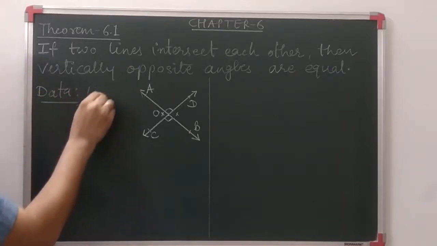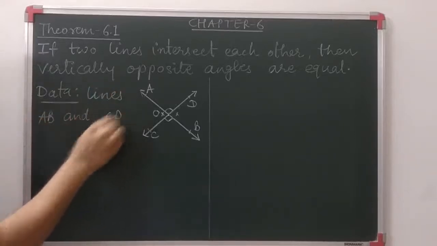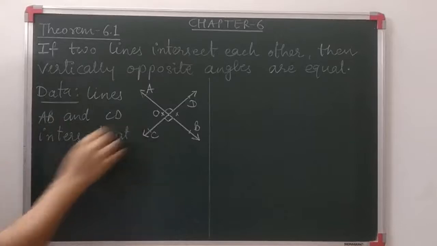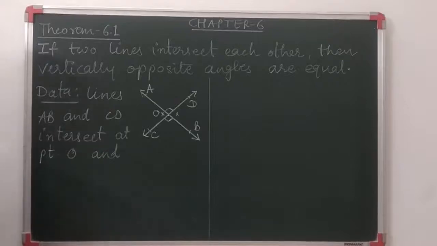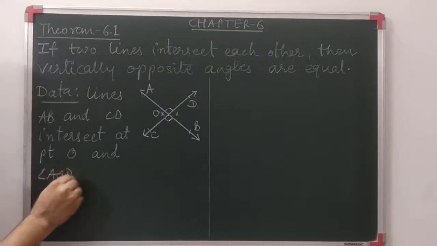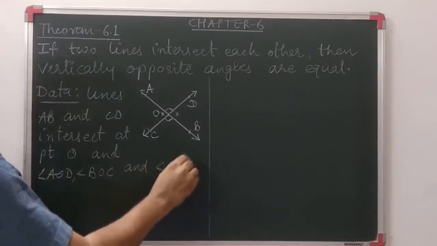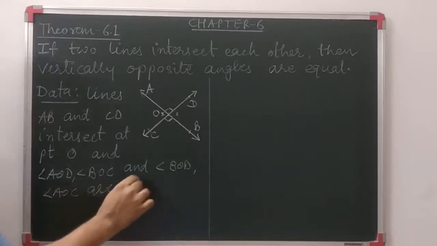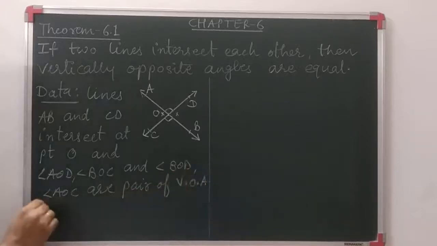So we can say that lines AB and CD intersect at point O, and the pair of vertically opposite angles. So we can say that AOD, BOC and BOD, AOC are pairs of vertically opposite angles formed.